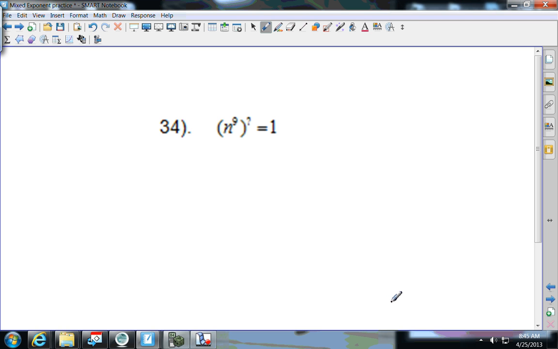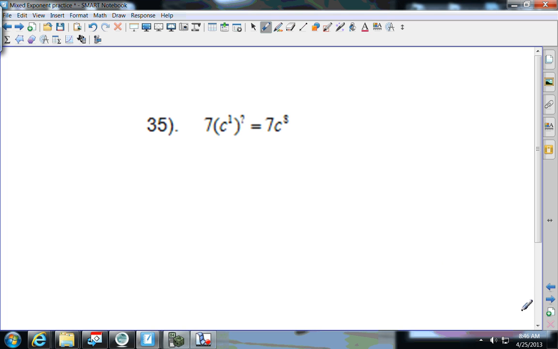There's the next one, 34. This is saying n to the 9th times what gives you 1. Well, anything to what power is 1? Anything to the 0 power. So this would have to be 0, because that would make it n to the 0 power, which is 1, because anything to the 0 power is 1.